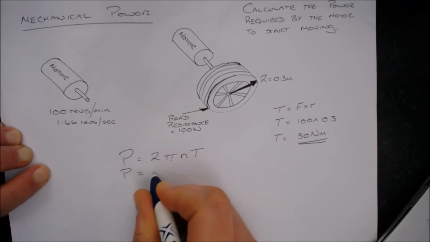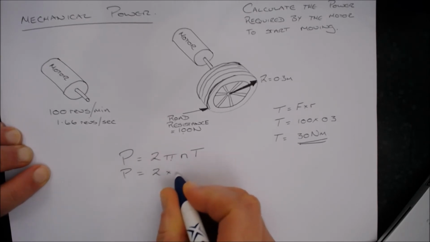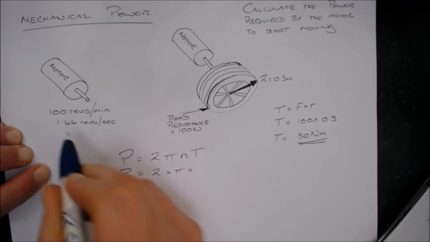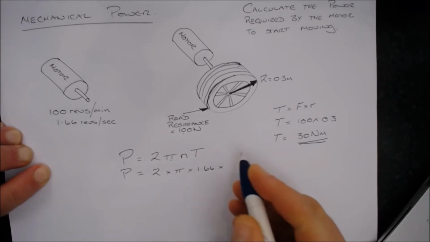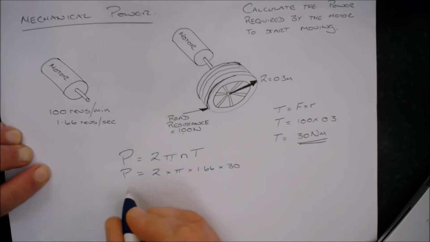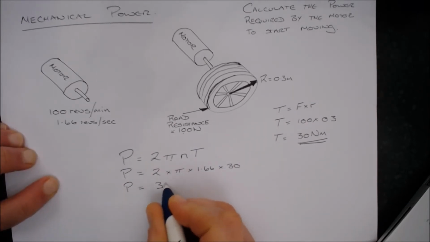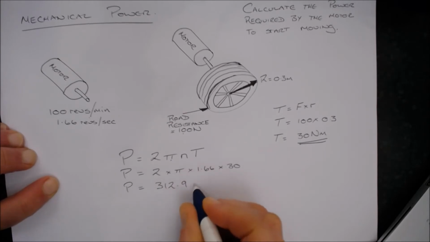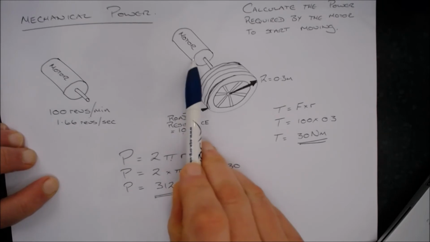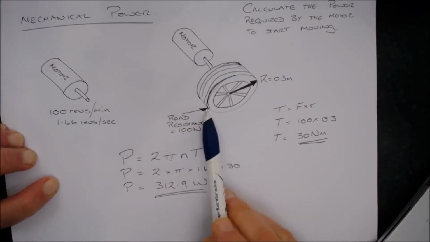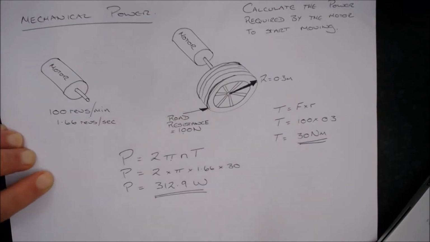So power is equal to 2 times pi times n, which is the 1.66, times the torque, which I worked out over here, which was 30. And if I type that into my calculator, that gives me an answer of 312.9 watts. That's the mechanical power required by the motor to start this wheel moving against the road resistance.